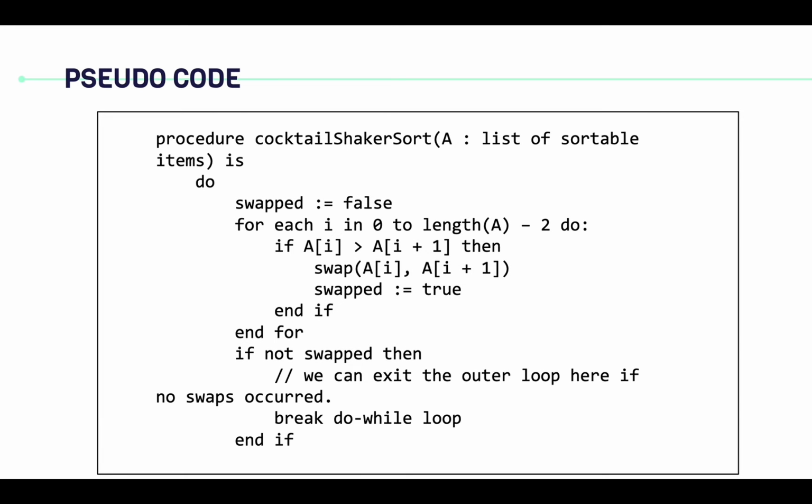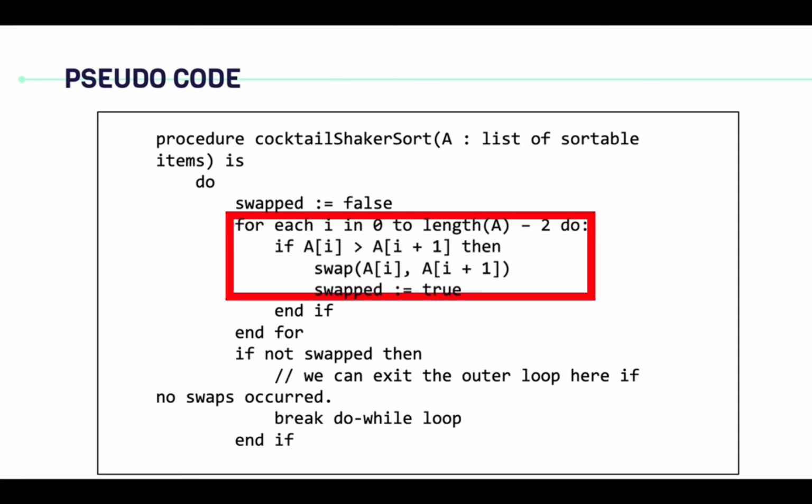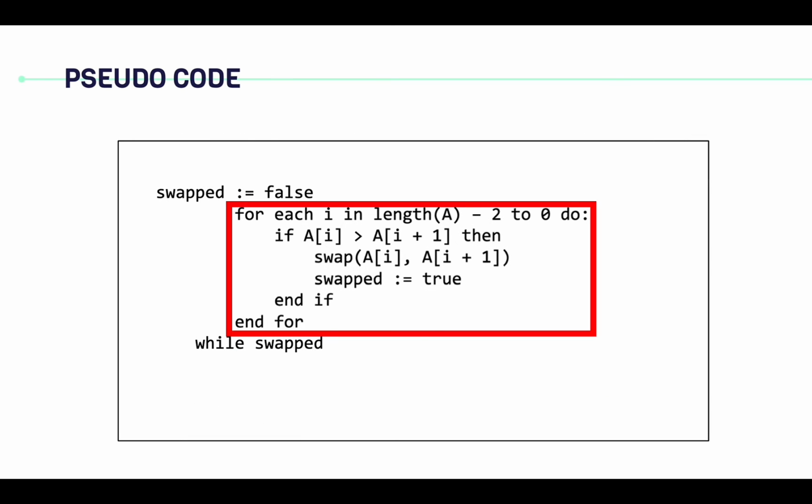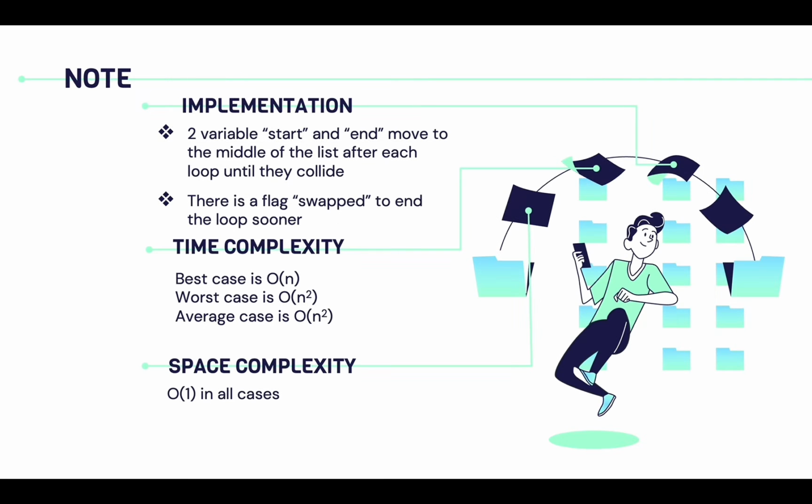Coming to the pseudocode, it is quite easy to implement. First of all, just like the bubble sort, we need a variable to check if there is a swap in the pass or not. If not, it means that the array is already sorted, so we stop the procedure sooner. And here is a part when we do checking forward, and here is the checking if there is a swap or not. And here is the part of checking backward, and we continue the process until we finish sorting the array.